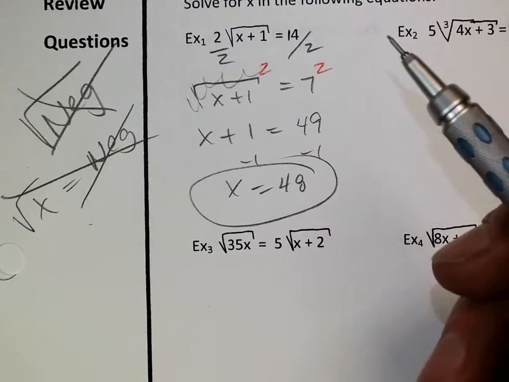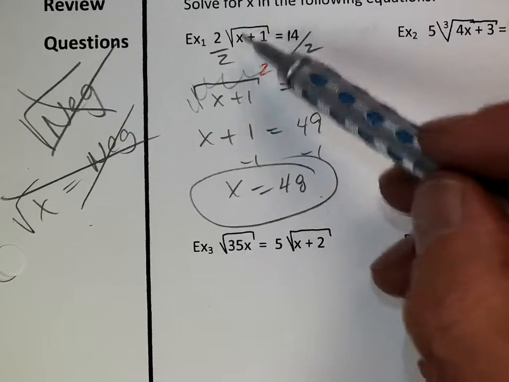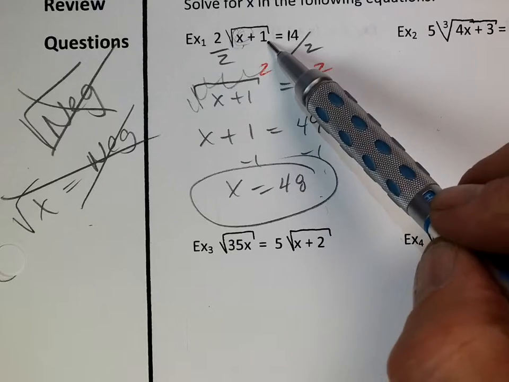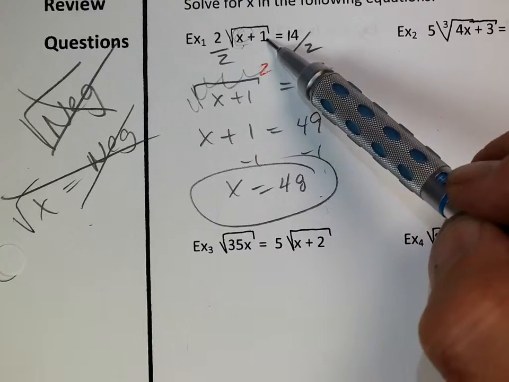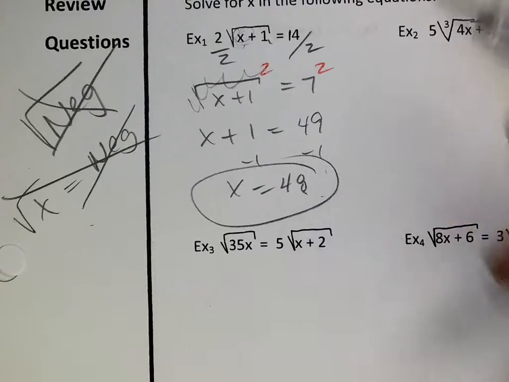That's pretty easy. I could check my answer real quick. If I put 48 into my original problem, 48 plus 1 is 49. I can take the square root of that. So that's a good answer. This is not a bad answer. I'm going to keep it, okay?